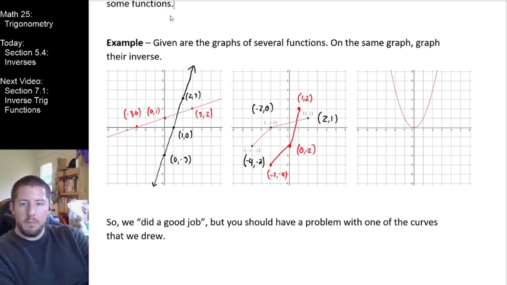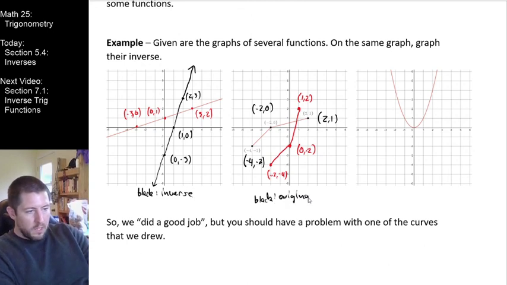Oh, I see what I did. I switched my color scheme on this. Okay, that's okay. Sorry, I swapped my color scheme on this, but I still do have the black versus the red.